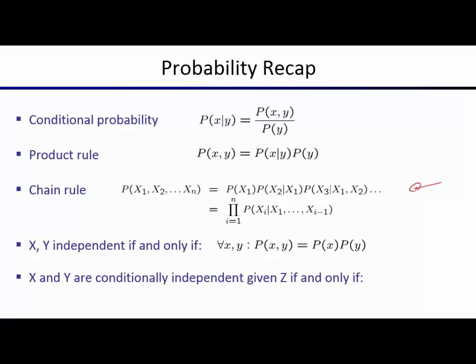X and y are conditionally independent given z if and only if the following holds true. And keep in mind the analogy here between these two. The only difference here is the conditioning on z everywhere.